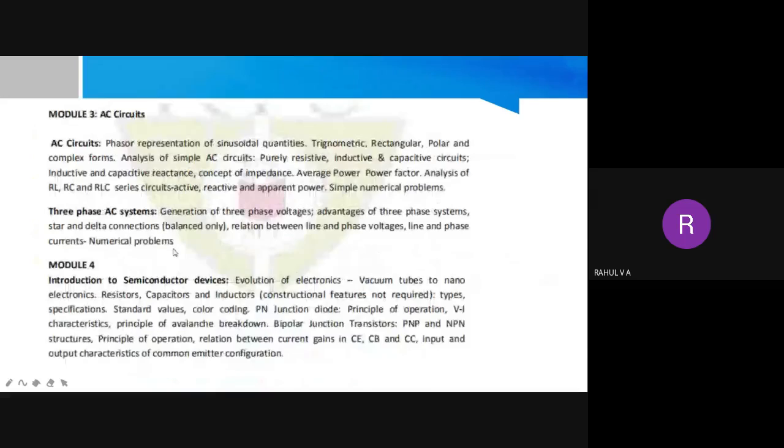So I was taking the fourth module, that is introduction to semiconductor devices, and evolution of electronics we have discussed, that is vacuum tube to nanoelectronics, then resistor, capacitor, and inductor. For resistor, capacitor, inductor, we were discussing their types, specification, standard value, color coding. Okay, that much is clear? So we have almost reached here.